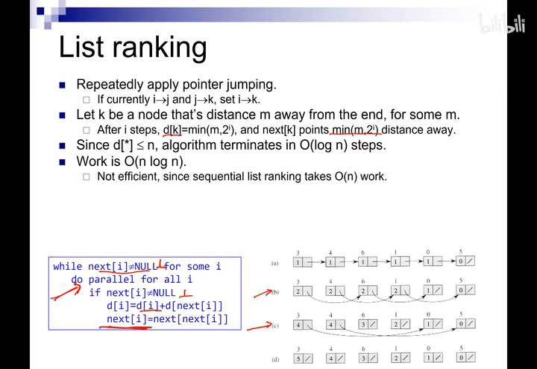The total amount of work that we do is, well, we have n processors. For each of these nodes, we assign a processor, and since you run for log n steps, the total work is going to be n log n. This is not work efficient because with sequential list ranking, everybody just follows its next pointer until it gets to the end. That would take order n work.